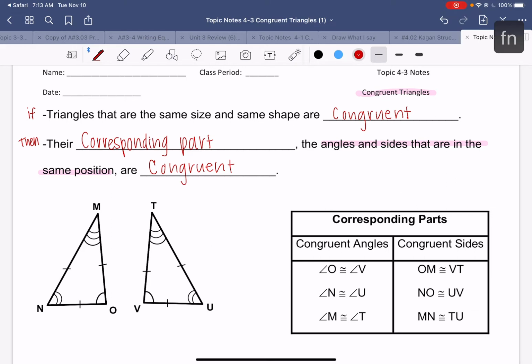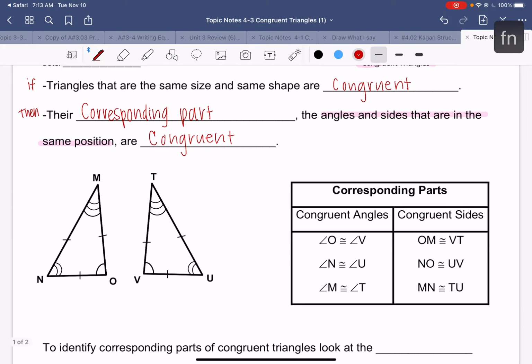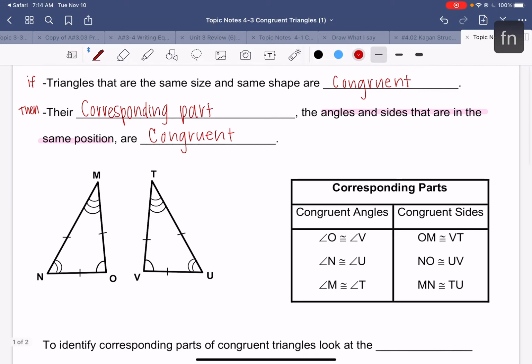For example, right here, these two triangles, MNO and TVU, are the same size and same shape, so they're congruent. That means their corresponding parts are congruent. The sides that are in the same spot and the angles that are in the same spot are also congruent. It tells you which angles are congruent to each other and which sides are congruent to each other.